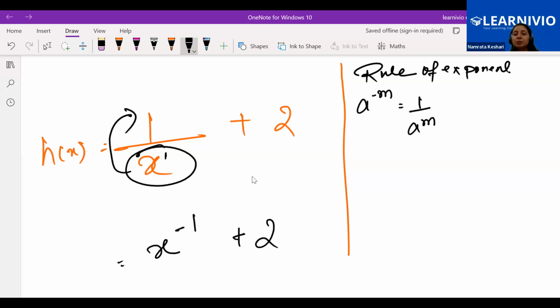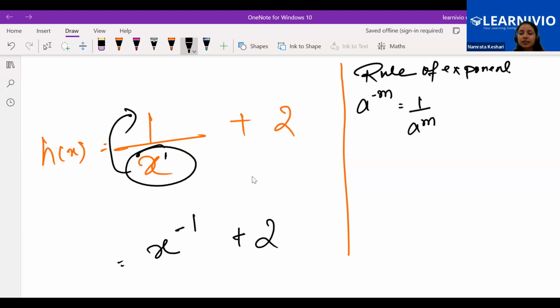The counting numbers starting from 0: 0, 1, 2, 3, 4, 5, 6, 7, 8, all these counting numbers are whole numbers. Right? Minus 1 is not a whole number. And hence 1 by x plus 2 is not a polynomial, because the denominator is x. We will always try to bring it into the numerator's part, and then only decide. Once we do so, we realize that the exponent of the variable is not a whole number, and hence it's not a polynomial.